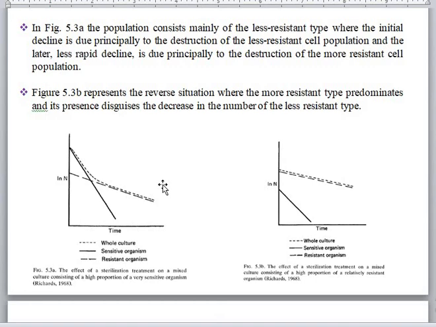So these are all about the kinetics of sterilization methods.